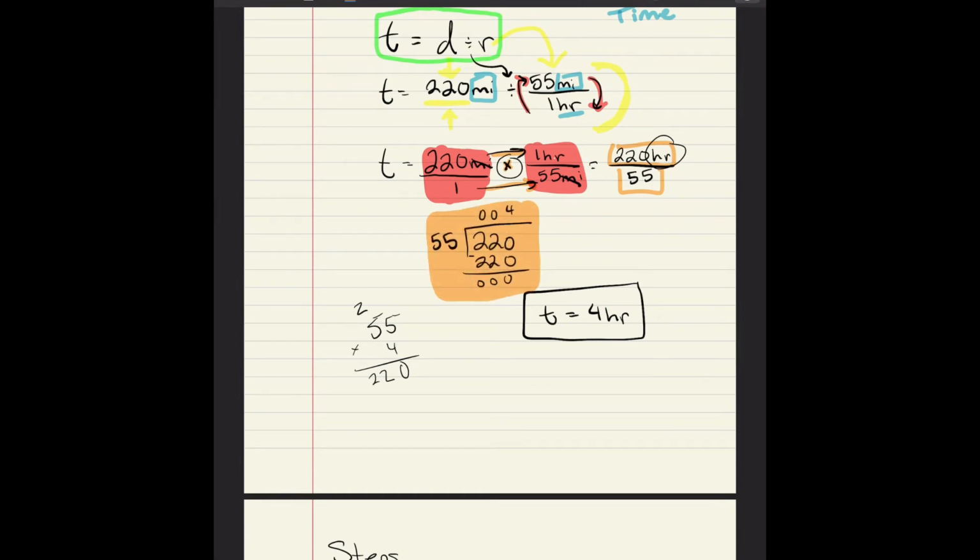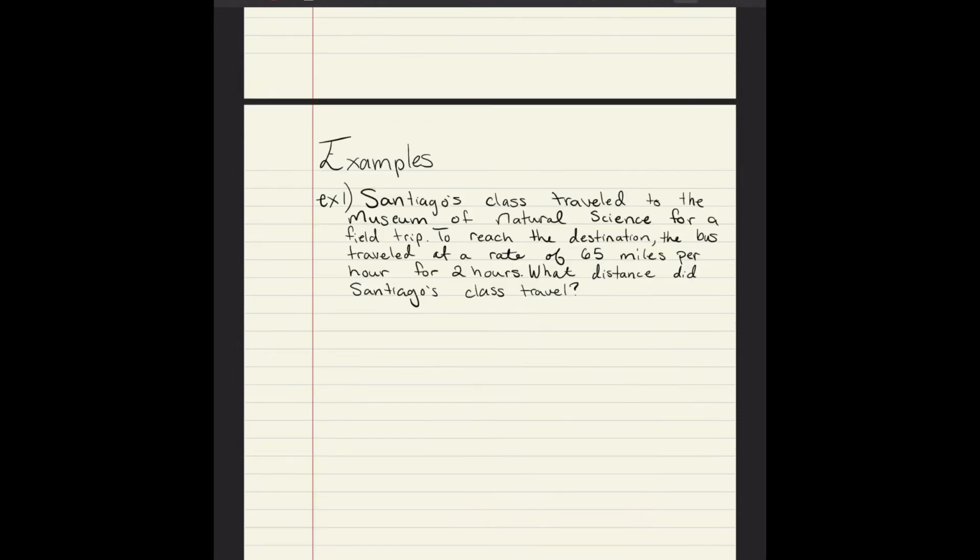And we got our answer. Santiago's class traveled to the Museum of Natural Science for a field trip. To reach the destination, the bus traveled at a rate of 65 miles per hour for 2 hours. What's the distance Santiago's class traveled?